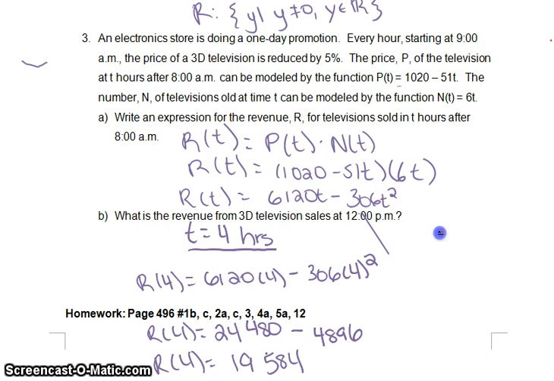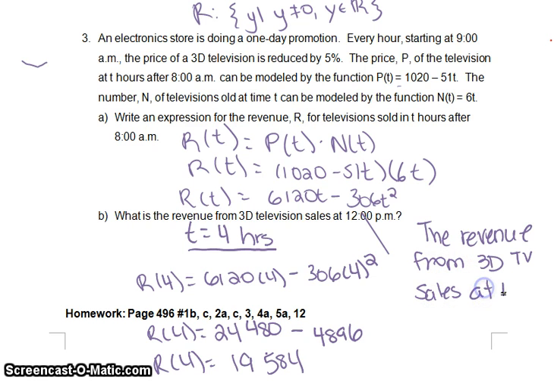So we'll say that the revenue from 3D TV sales at 12 p.m., or we can even say noon, will be $19,584.